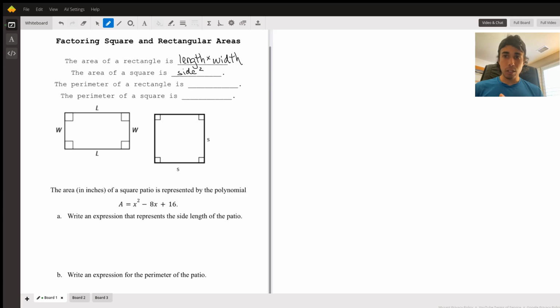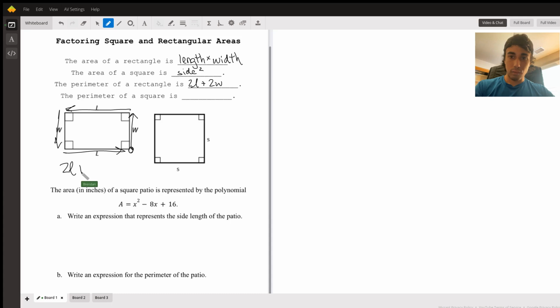Okay, so the perimeter of a rectangle is 2 times the length plus 2 times the width. Think about it as just walking all the way around. If I wanted to start here and make a full lap, I'm going to walk the length, walk the width, then the length again, and the width again. So I've walked the length twice and the width twice. That's where that comes from. Just think about walking all the way around.